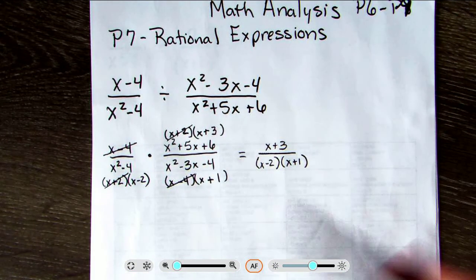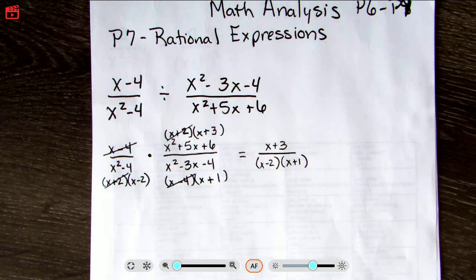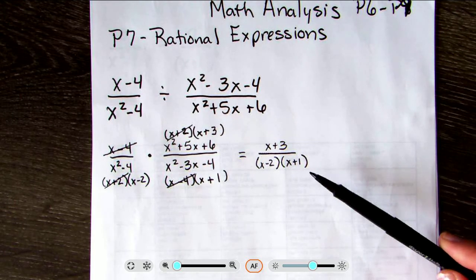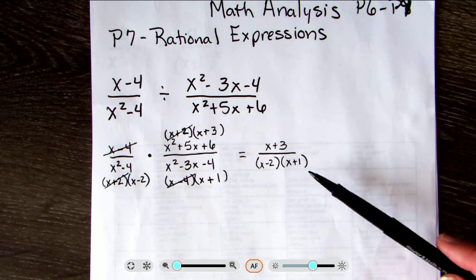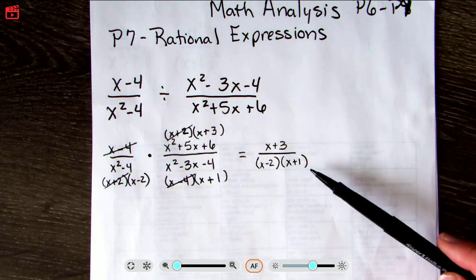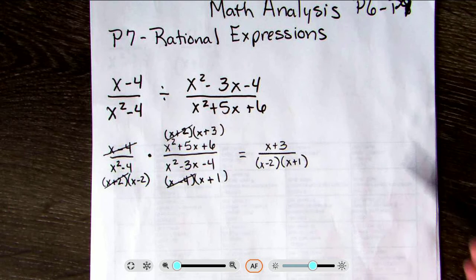I could multiply those two pieces out in the bottom. However, most of the time it's best to leave it in factored form because we might be doing something with this, like graphing it or solving it or evaluating it at a certain point. So I tend to not do more work than I have to, so I'm going to leave that in its factored form because it usually is a more helpful form.